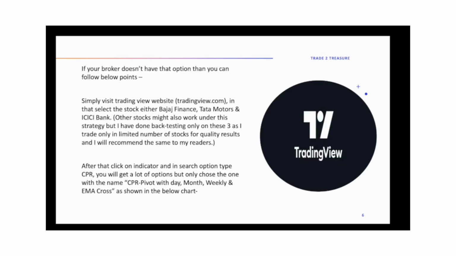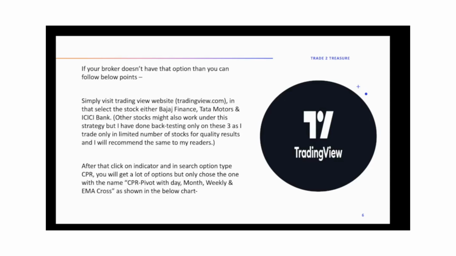If your broker doesn't have that option, then you can follow below points. Simply visit TradingView website, which is at tradingview.com. In that, select the stock either Bajaj Finance, Tata Motors, or ICICI Bank. Well, other stocks might also work under this strategy, but I have only done backtesting on these three as I trade only in a limited number of stocks for quality results, and I will recommend the same to my readers and my viewers.